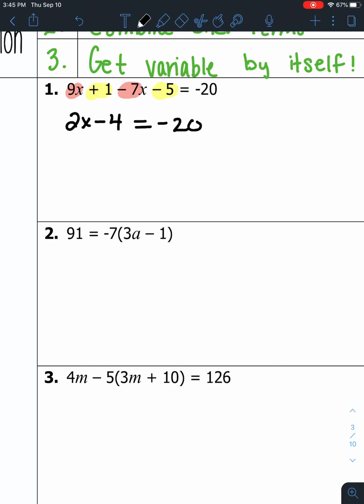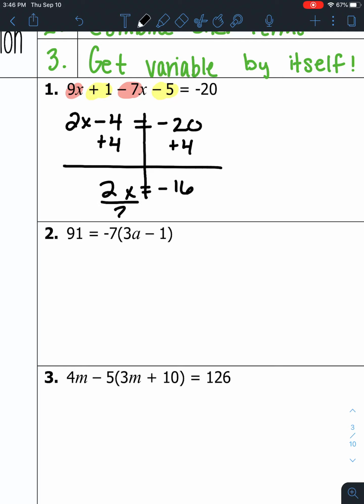Okay, now I've combined my like terms, and I'm just going to solve it just like I did all of my two-step problems before. So we're doing PEMDAS backwards, adding and subtracting away first, then multiplying and dividing. So I'm going to add 4 to both sides. That gives me 2x equals negative 16. Divide by 2, which gives me x equals negative 8.